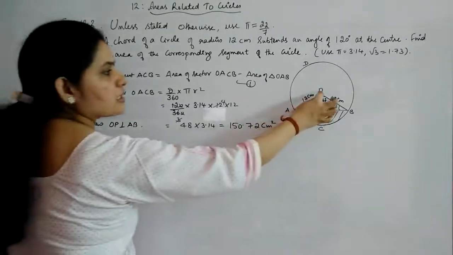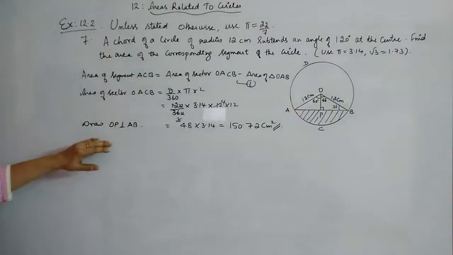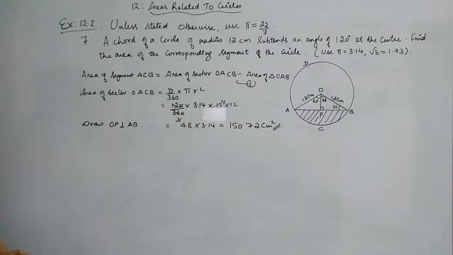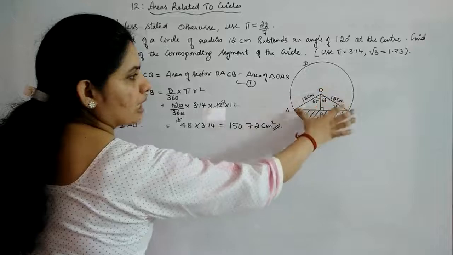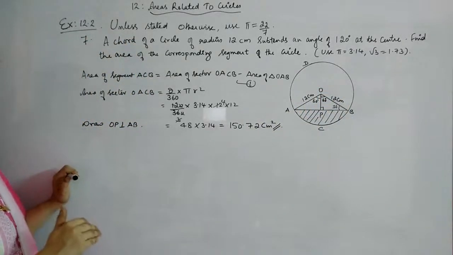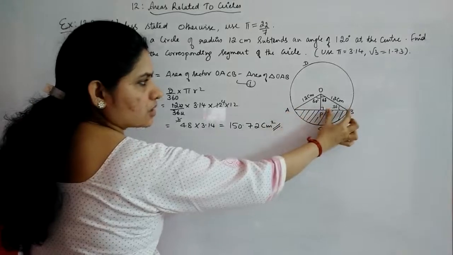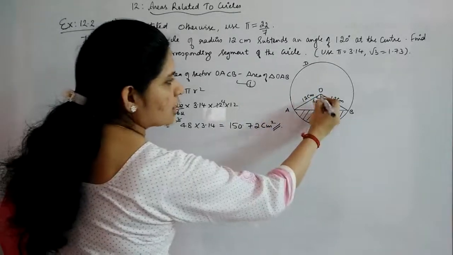And what you need to get actually for the area of triangle OAB is half into base into altitude. For that, you have to get this length OP and this length AB. So for that we are doing this process. Okay, so we know that this length will be bisected, so this is equal to this one, and the angles will also be bisected, so both are 60 degrees.